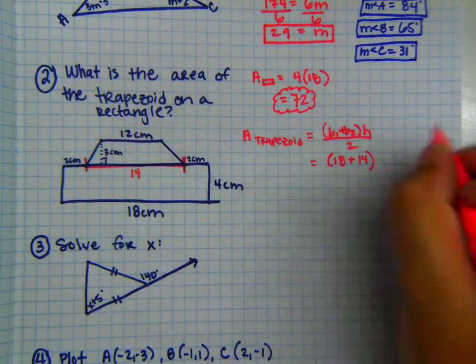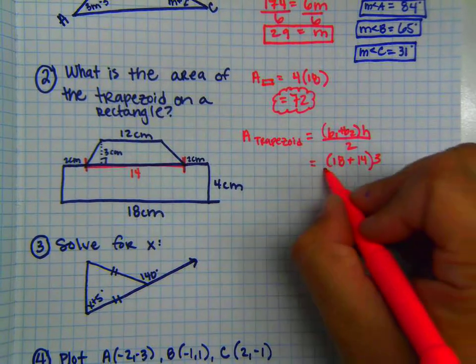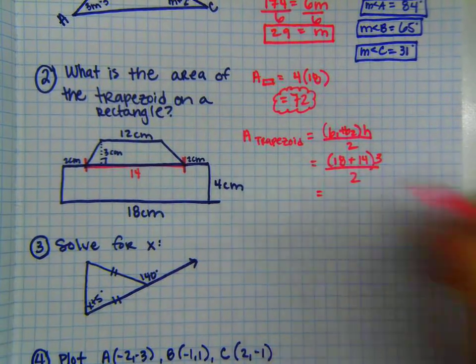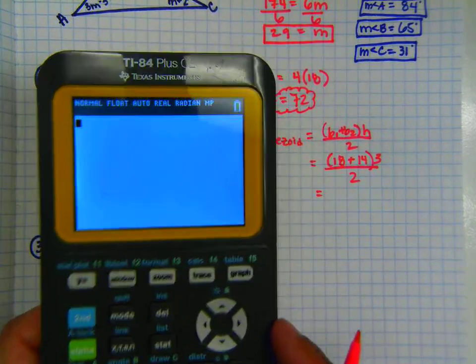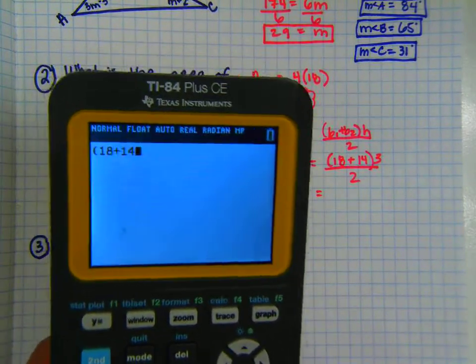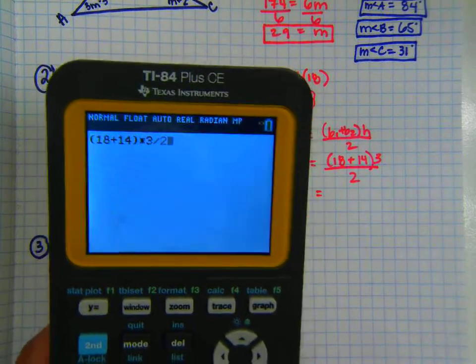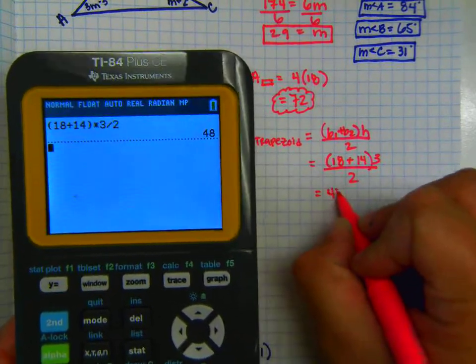So plus 14, the height is 3. Then I'm going to divide by 2. And I'm going to just put that right in my calculator. But make sure you have parentheses. So that's going to be 18 plus 14 times 3, divide by 2, and we get 48.